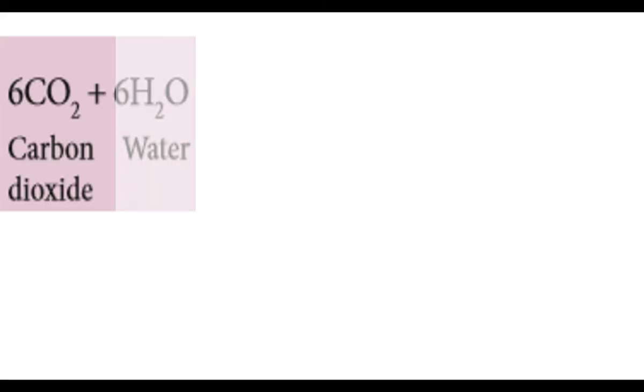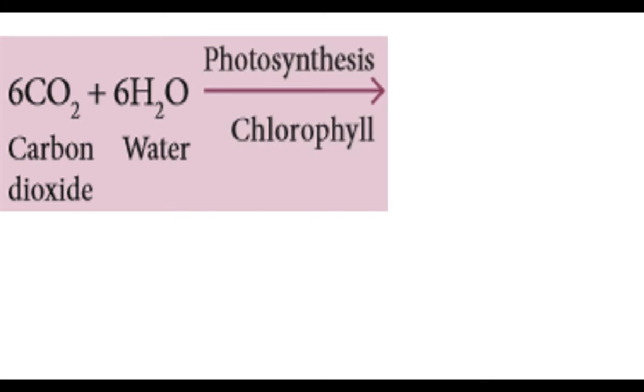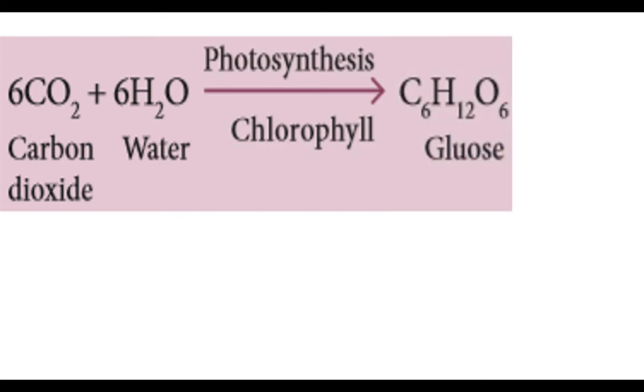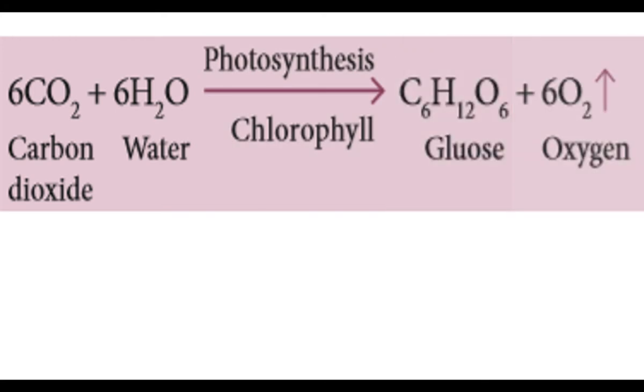Carbon dioxide 6CO2 plus 6H2O water, in the presence of sunlight and chlorophyll pigment, gives glucose C6H12O6 plus 6O2 oxygen. This is the photosynthetic equation.